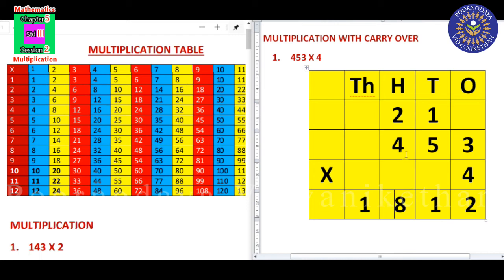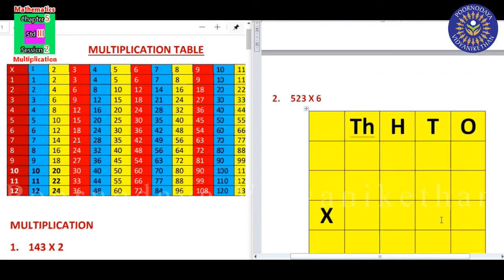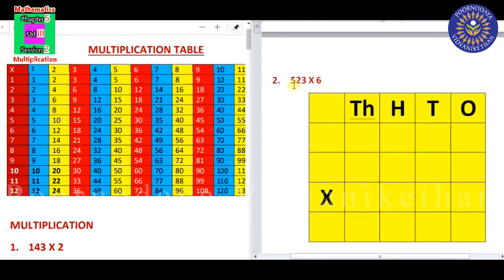So what is our answer? 1812. If we multiply 453 by 4, we will get 1812. Clear? So one more example. See here. Next we have to multiply 523 by 6. 523 into 6. First we have to arrange the numbers in their correct positions.